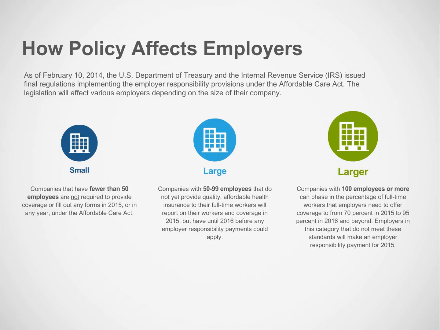Larger companies, those with 100 or more employees, need to offer coverage. They have the ability to phase in the percentage of full-time workers. In 2015, they need to be at 70%, and in 2016 and beyond, they need to be at 95%. Employers in this category that do not meet these standards will make an employer responsibility payment for 2015.